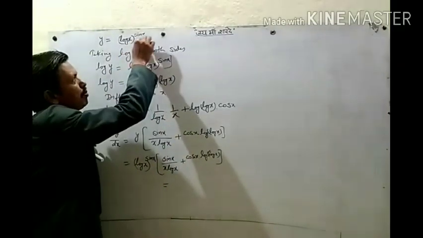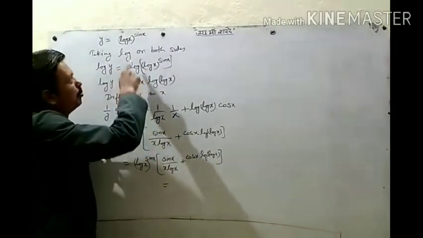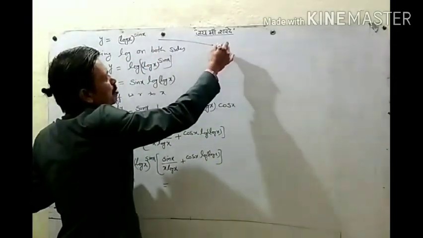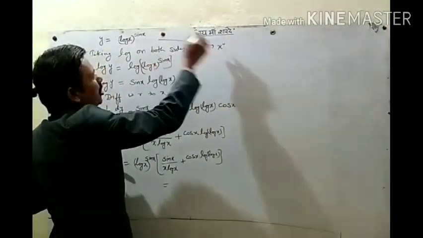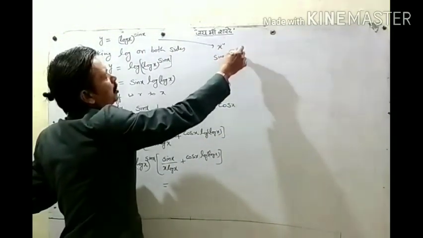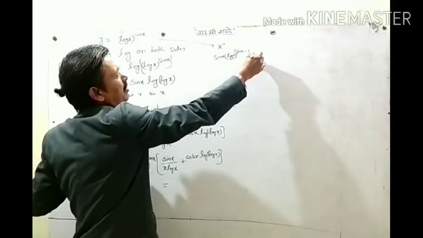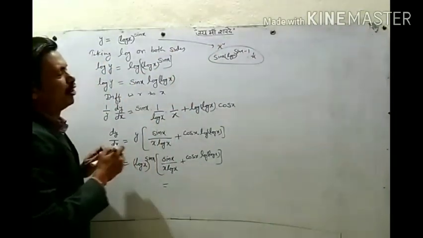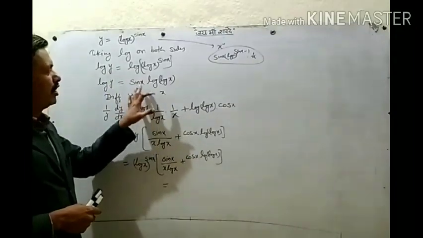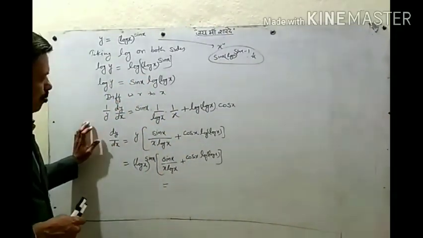Always when your base and power both are functions of x, apply log. Take log both sides, then only differentiate. Don't apply the formula of x to the power n. We cannot write its derivative as sin x into log x to the power sin x minus 1 and into the derivative of log x, 1 by x. It is wrong. Always when base and power both are functions of x, first take log, then apply the property of log and then differentiate. Check it? Please note this down.